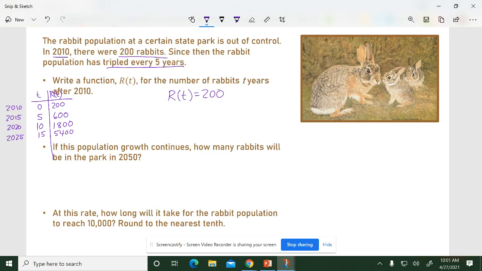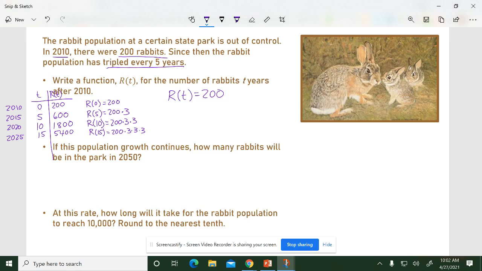So here's one way to think of it. At year 0, so we have R of 0, rabbits after year 0, it's just 200. After 5 years, year 5, so R of 5, we have 200, and we multiplied it by 3. Okay, after 10 years, we had 200, multiplied it by 3, and then multiplied it by another 3. So we multiplied by 2 3s. After 15 years, we'd multiplied by 3 3s. We started with the original and multiplied by 3 three times.